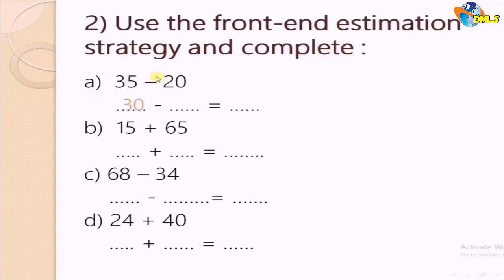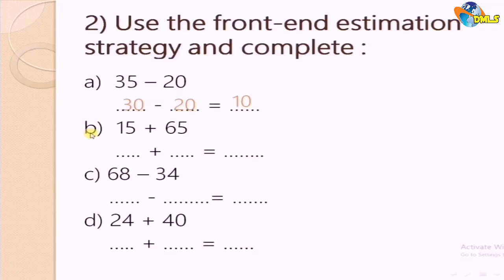Second number, 20, a two-digit number, so of course I will look at the tens place. In the tens place I find 2, so the estimation is 20. Then I will subtract the two numbers, 30 minus 20. Ones with ones, tens with tens: 0 minus 0 is 0, 3 minus 2 equals 1, so 30 minus 20 equals 10.